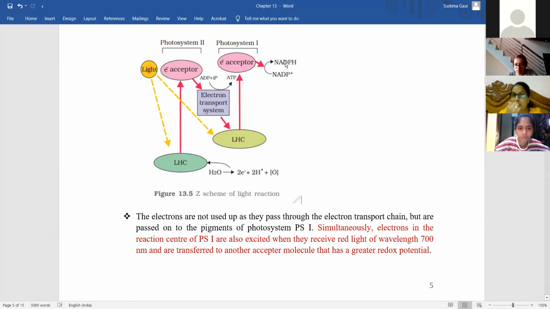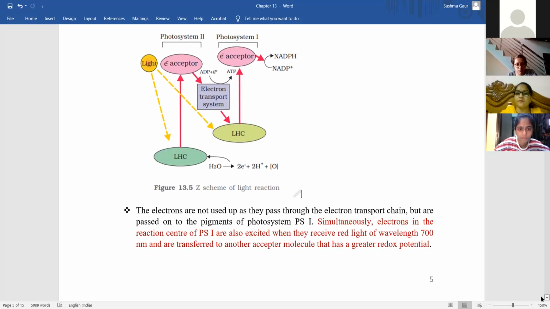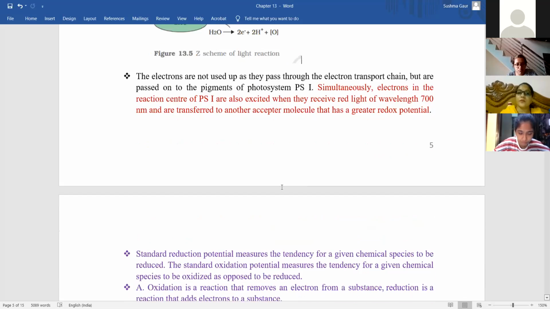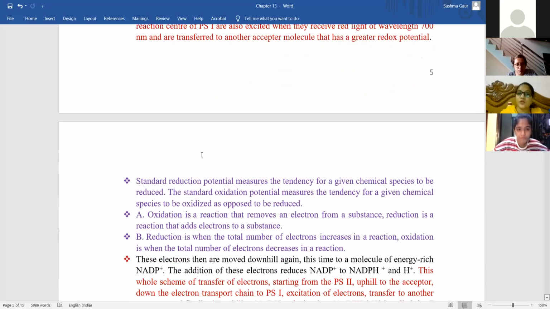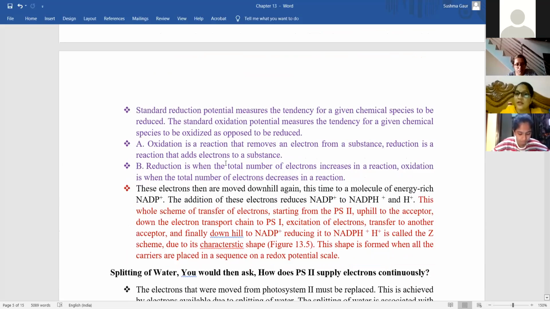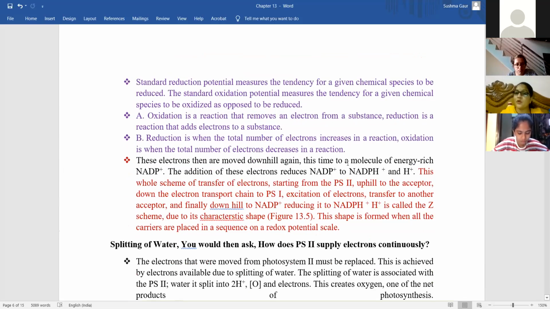ठीक है, रिडक्शन हो रहा है यहाँ पे NADP का NADPH में because of this electron acceptor of photosystem 1. So these electrons then are moved downhill again. At this time, a molecule of NADP will be reduced to NADPH plus H plus. Here H plus is not written in this diagram, it should be here.